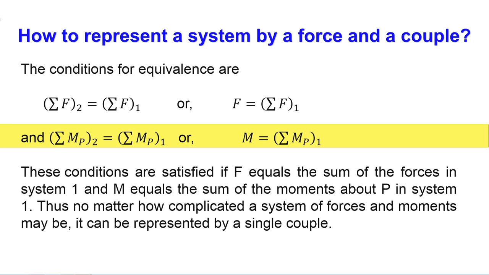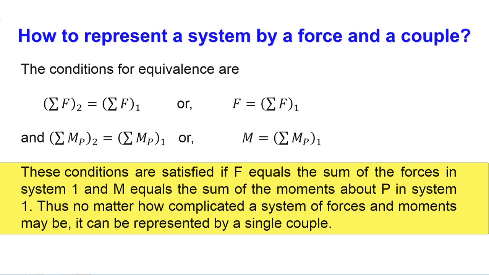So, MP2, that means in the second equivalent system, M equals the sum of all the moments in system 1. These conditions are satisfied if F equals the sum of the forces in system 1 and M equals the sum of the moments. This way we can represent a system of forces and couples by a simpler system.